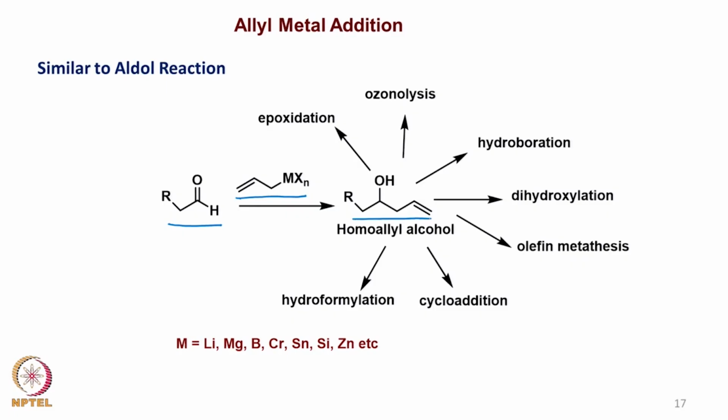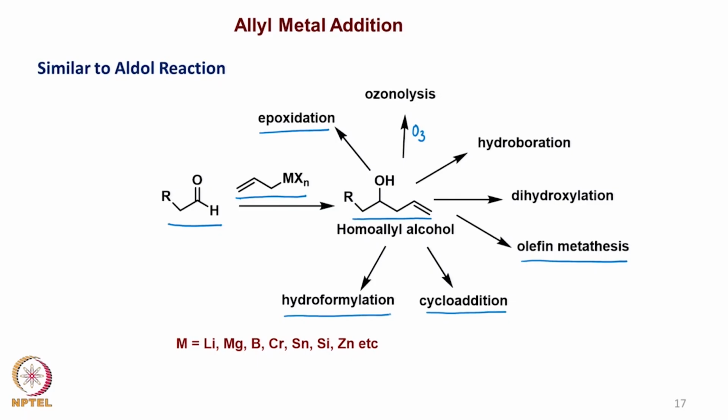This homoallyl alcohol is very useful because you can carry out epoxidation and get an epoxide here, which can allow many more manipulations of the functional groups. You can cleave the double bond here by ozonolysis, and then of course you can get the corresponding aldehyde. You can do the hydroboration oxidation, and you can think about various different types of reactions of the double bond, dihydroxylation. We can also carry out olefin metathesis, which we will look at later on. Of course, cycloadditions can be carried out. You have a double bond, so you can carry out cycloaddition reactions, and you also can carry out hydroformylation reactions.